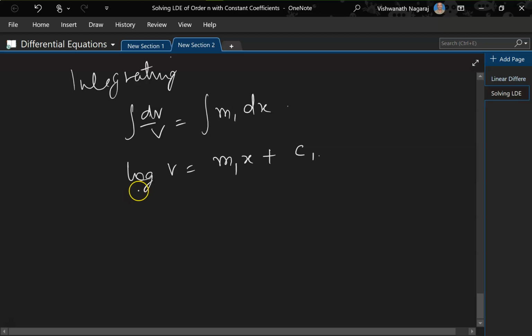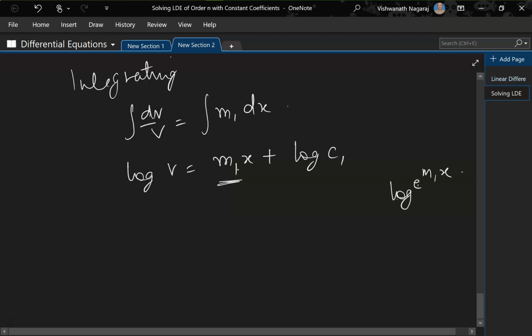But usually when we have a log, we take the constant of integration also as a log. So let's say log c1. Now to get rid of log, this also should be log. So let's put log to the power of e to the power of m1x. This log and e will get cancelled and we will be left with m1x, which is what we have already.